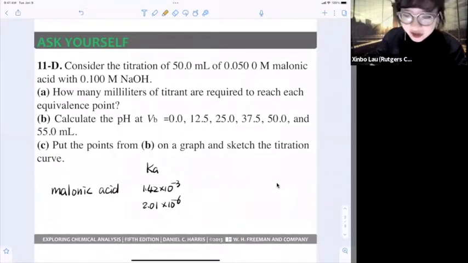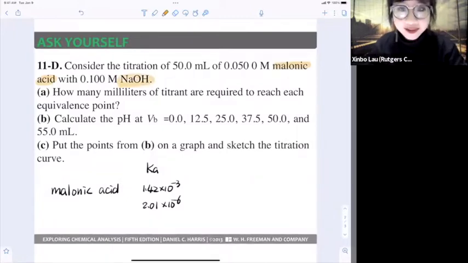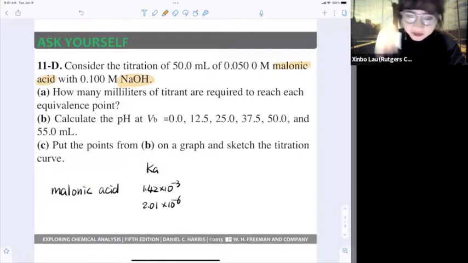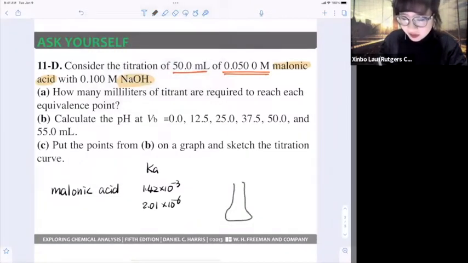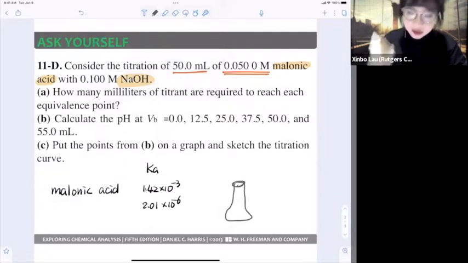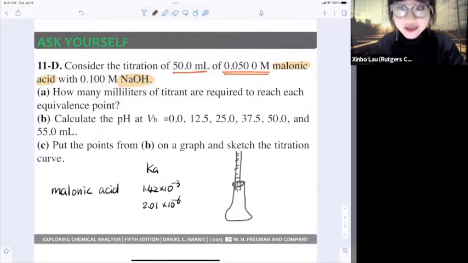First things first, the question mentions malonic acid, and the titration goes with sodium hydroxide. So you go, where do I put that acid, where do I put that base? If you have the volume and the concentration, then we know that goes into the Erlenmeyer flask, because that's something you put in since you already know how much it is. The one you put into the burette is something we don't know how much we need to use. We'll figure it out throughout the titration.